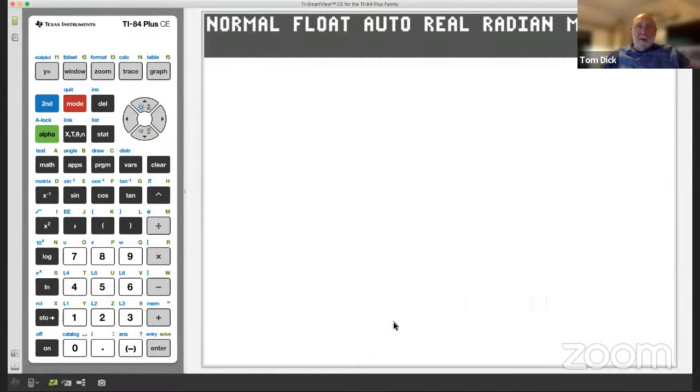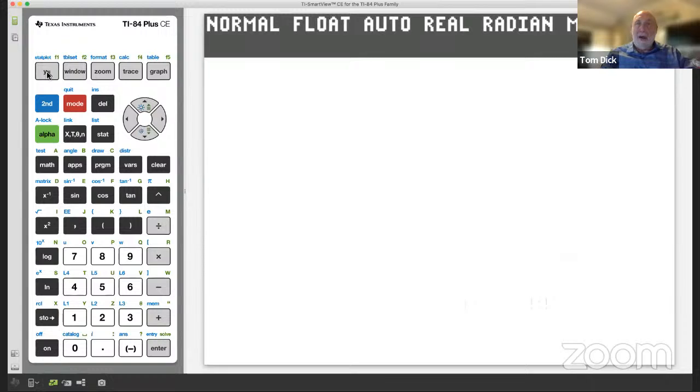So let's see. I'll share my screen here. Let's see if this works out. So hopefully you're seeing my TI-84. We are indeed. Looks good. Fantastic. Okay. So I'm just going to take off on one of Steve's examples and just investigate this a bit on the TI-84 using graphics.